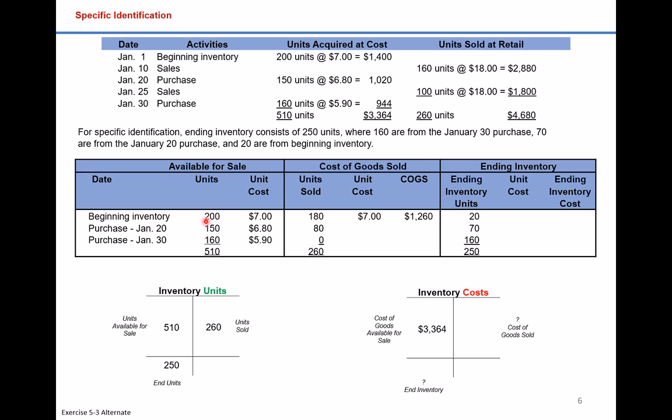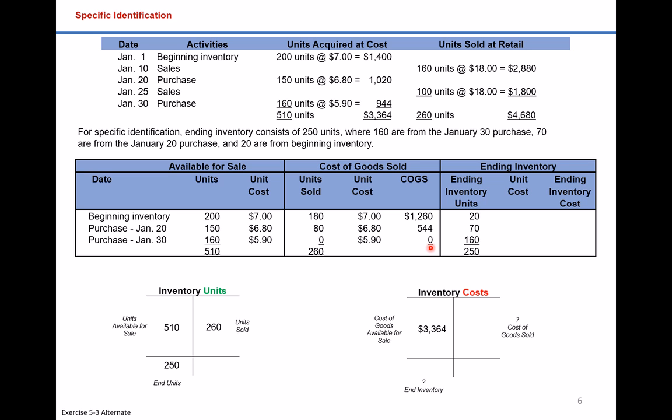Out of the 200 units that cost them $7 each, they sold 180 of those. So they got rid of altogether 180 units that cost them $7, so the cost of goods for those units was $1,260. They sold 80 of the units from the January 20th purchase. Those, remember, cost them $6.80, so the cost of those units that were sold was $544. And remember, they did not sell any of the units from January 30th, so they have no cost of goods sold for those items.